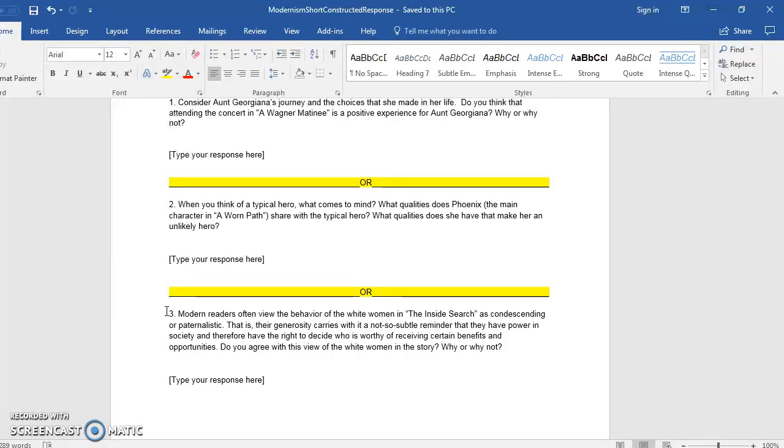So you have to decide, do you agree with this viewpoint of these women being condescending to the character? Do you agree with that? And that's what's happening in the story. Or do you not agree with that? Do you think the opposite, that they were actually just being nice people? You have to decide what you believe and how you can defend it.